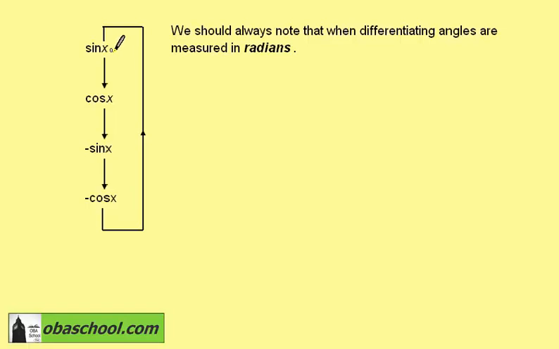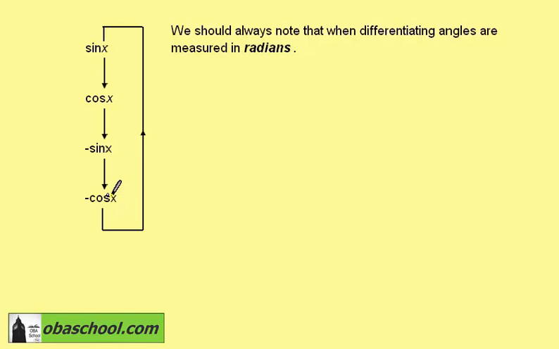I always find this cycle very useful when I'm differentiating trigonometric functions. Sin x, as we've seen, differentiates to give cos x. It can be shown that cos x differentiates to give minus sin x. Since sin x differentiates to give cos x, it follows that minus sin x differentiates to give minus cos x.